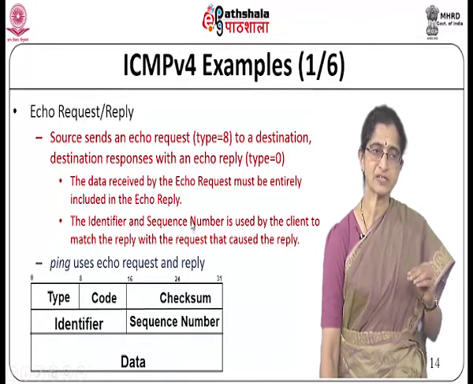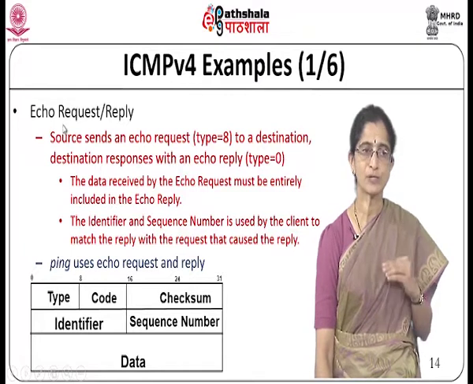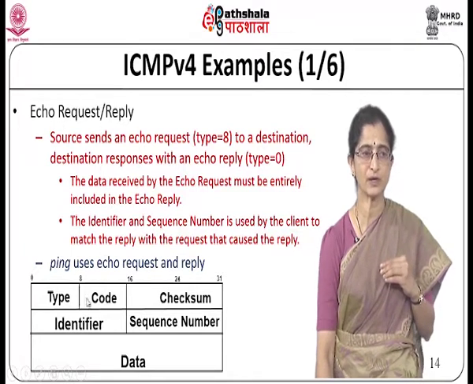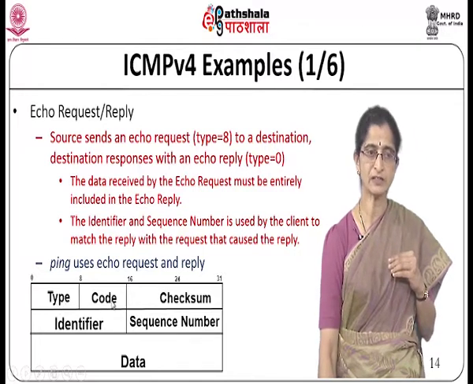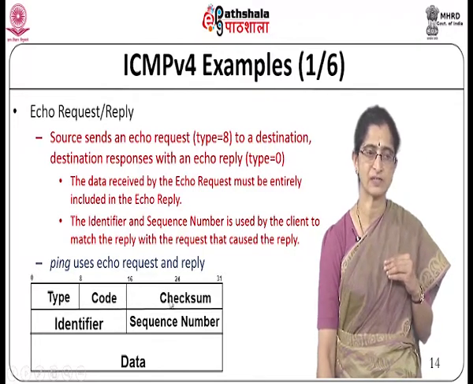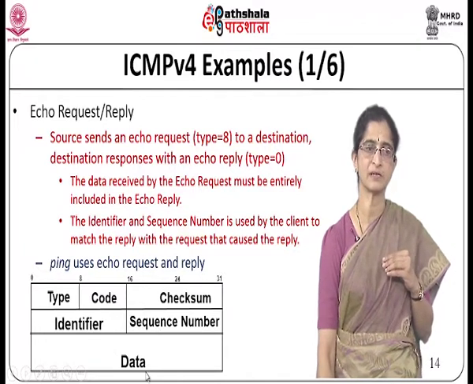So, we'll just take the details of some of these messages that we have. We talked about the echo request reply. If you look at the echo request reply message, it has the type field, the code field, and checksum, which we have already seen. And then it has an identifier, sequence number and some data.